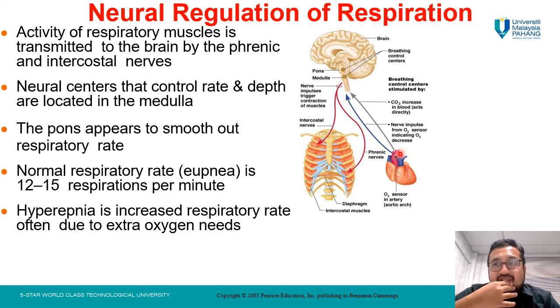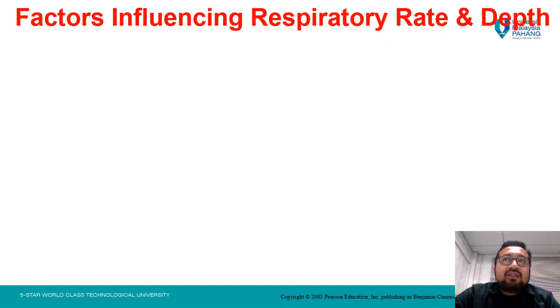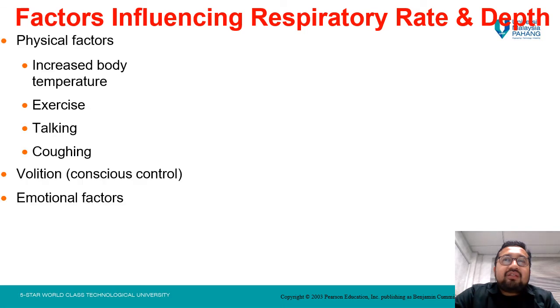It can detect whether our oxygen is low or high, and that's how it gives information to the brain, and the brain can act and give feedback to the intercostal muscles and then the diaphragm, and that's how we can initiate the breathing movement, either to increase or decrease it, based on the oxygen level inside our blood. So, factors influencing respiratory rate and depth: physical factors, increased body temperature, exercise, talking and coughing, volition, conscious control, emotional factors.